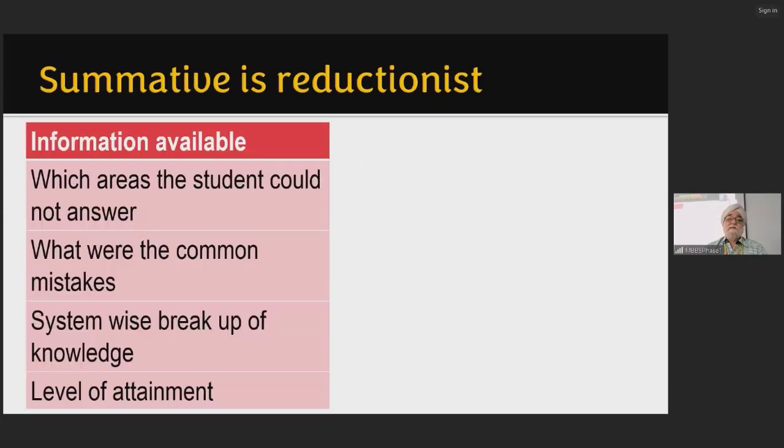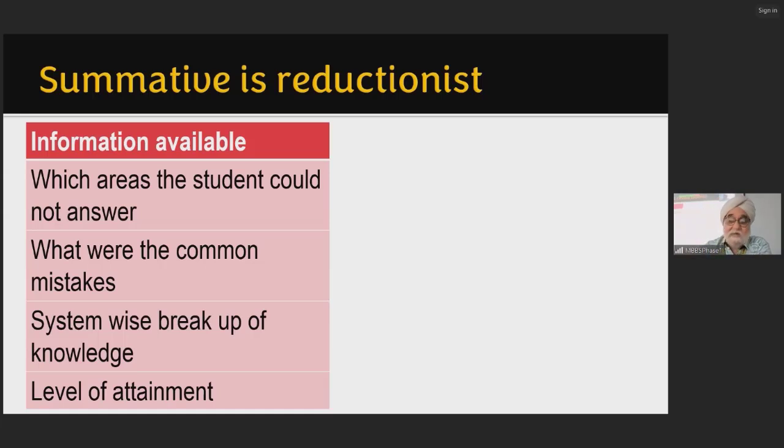Second problem, summative is actually reductionist. आप एक MCQ टेस्ट देते हो अपनी क्लास में. Now, what information is available to you? It can tell you which areas the student could not answer. It can tell you what were the common mistakes of not only the student but also of the class, so that you can teach them better next time. It tells you the system wise breakup of knowledge. CVS तो अच्छा पढ़ लिया था, CNS में थोड़ी प्रॉब्लम आ रही है, so maybe we need to focus more on that. And of course it tells you what is the level of the attainment of the student.